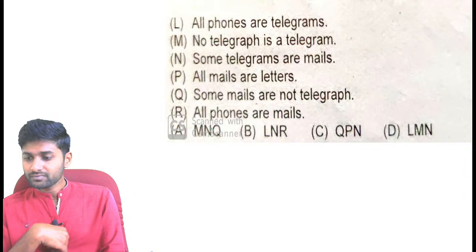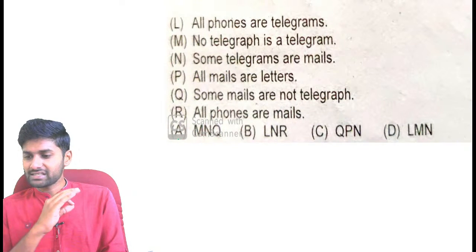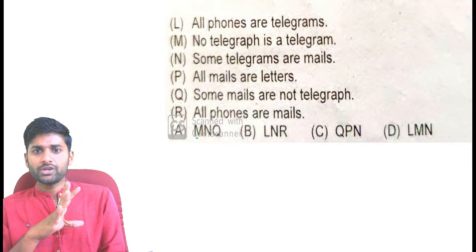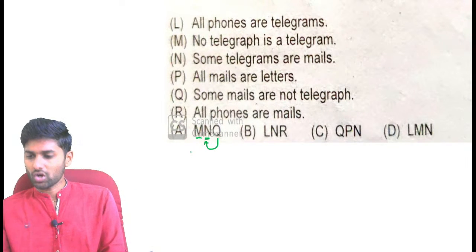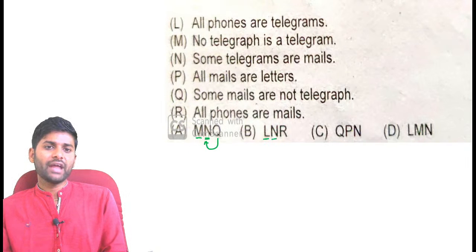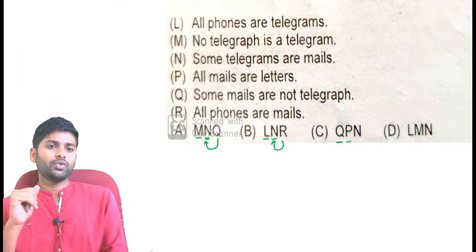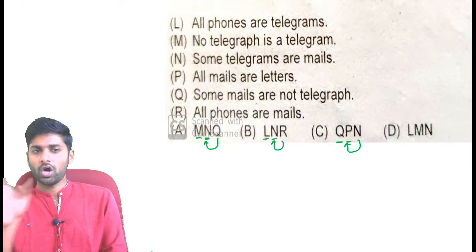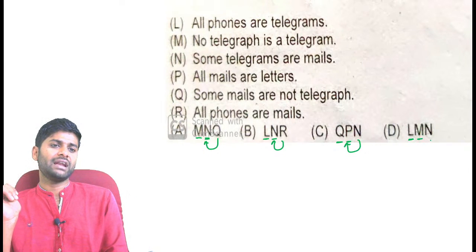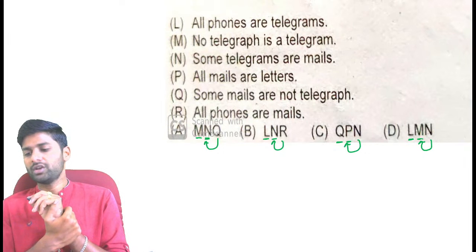It means, see, here there is an option. It is completely option verification. You need to draw the diagram for M and N and check whether Q logically follows or not. You just draw the diagram for L and N, and check whether R logically follows or not. You need to draw for Q and P, and check whether N logically follows or not. You just draw the diagram for L and M, and check whether N logically follows or not.